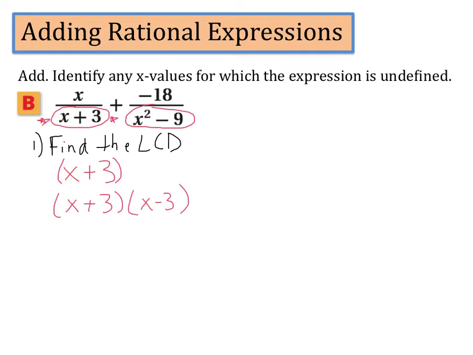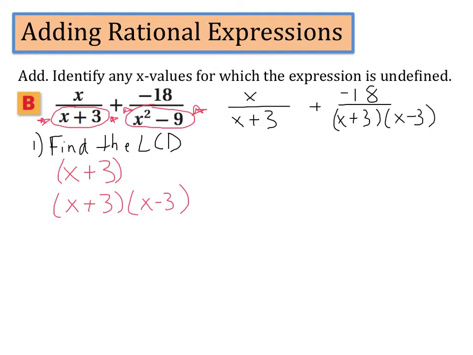Or would you add anything to the second denominator? If you rewrite them, it's a little easier to see. This one's going to have x over x plus 3. But the second one, if you rewrite it with the factored denominator, is going to have the x plus 3, but it's also going to have the x minus 3. If I want to make these two denominators the same, what would I have to do?